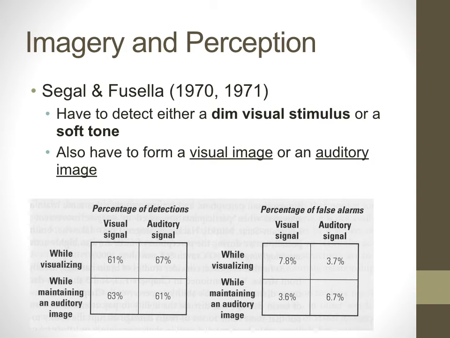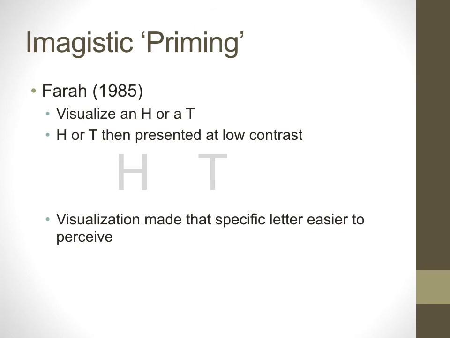So in Siegel and Fusella, their participants were trying to visualize one thing while perceiving something different. But there was another study where the question was, what happens if participants are contemplating a mental image related to the stimulus they're trying to perceive? Can visualizing a possible input pave the way for perception, or does it cause a problem?